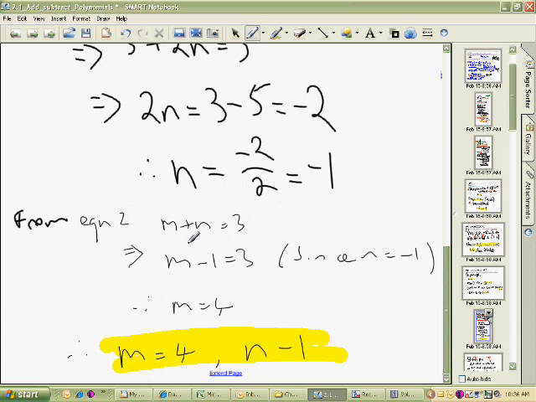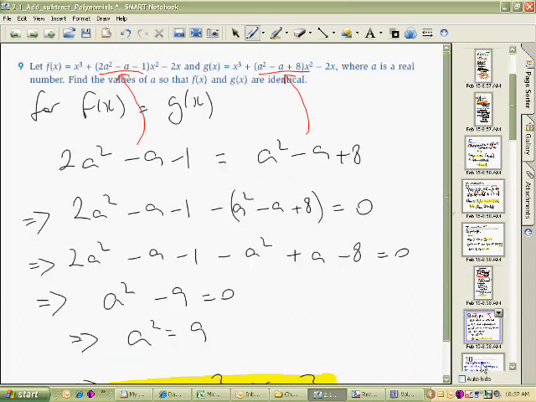And once we know that, then if n's minus 1, I can use either one of the first equations there, this one will do. So m plus n equals 3, I've just worked out that n is minus 1, so I can replace it with minus 1, and it lets me work out what m is equal to. Notice at the end I always put my answers and highlight them. That's something you really need to do, particularly in exams. Get in the habit of doing it now.